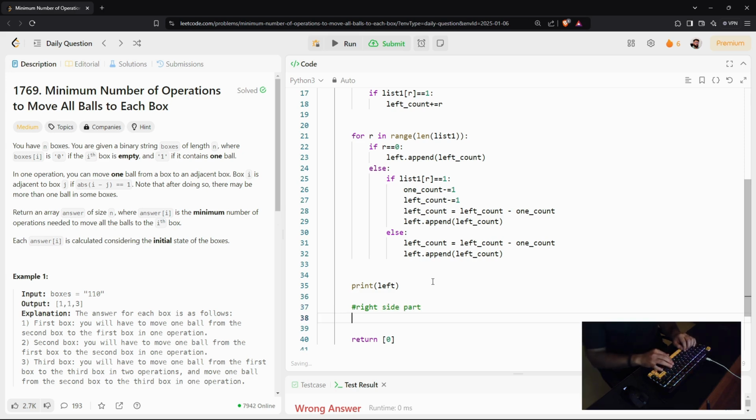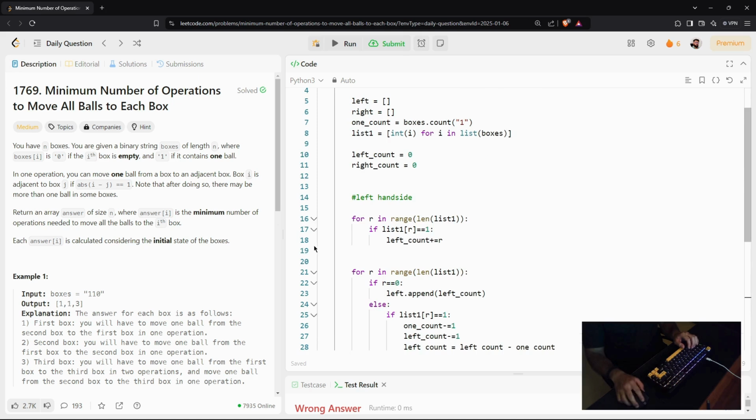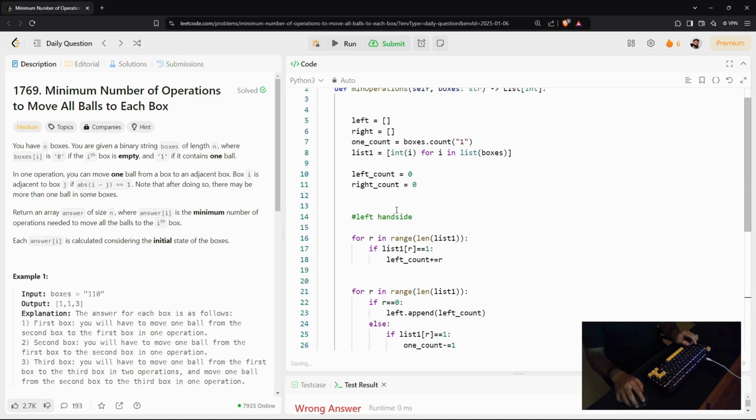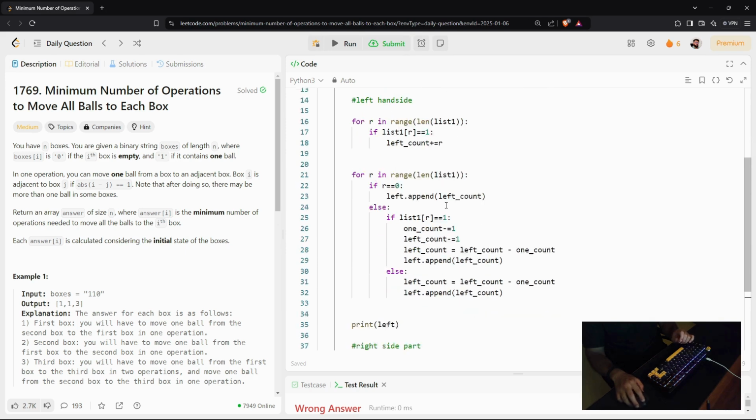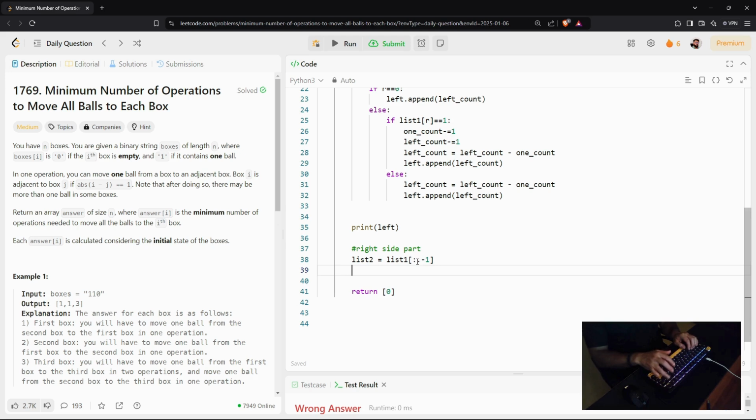To do that, list 2 will be list 1 but reversed. We'll also need exactly what we did here. We'll also need a right count. Now this time we're going to need a right count. So again we iterate this, len of list 2.